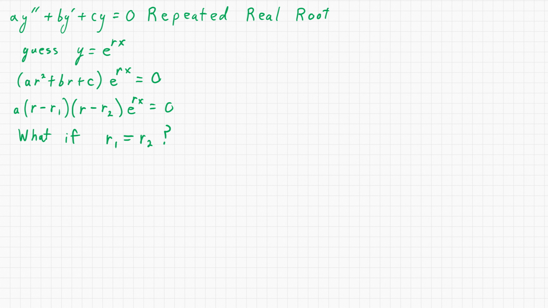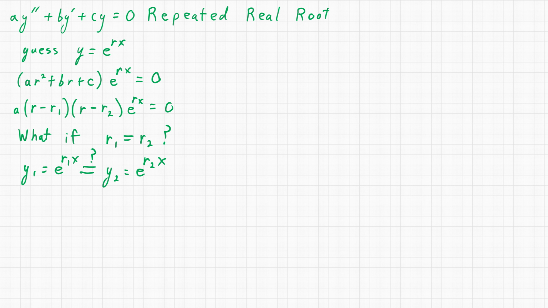So we always say, okay, we have two solutions. y1 equals e to the r1x. We have y2 equals e to the r2x. But if r1 and r2 are the same, then y1 and y2 are equal pretty much. So how can we have two different solutions if they're the exact same solution? Because r1 equals r2. What if both the roots are the same?